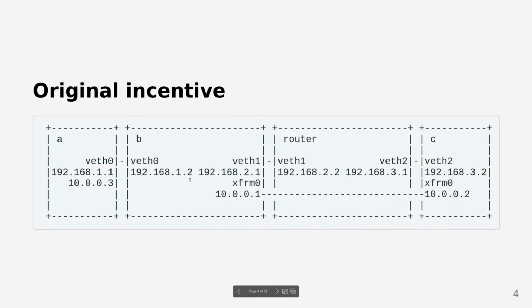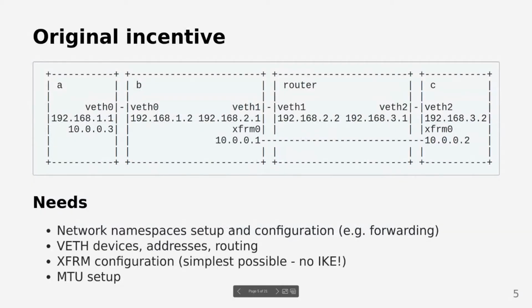And indeed, what happened was that traffic coming from A towards C was dropped when it arrived at the XFRM interface due to a bug in the XFRM interface implementation. In order to recreate this scenario, I had to create the network namespaces and configure them, enable forwarding for each one, create veth devices, assign addresses to each one, and configure routing between the different interfaces.